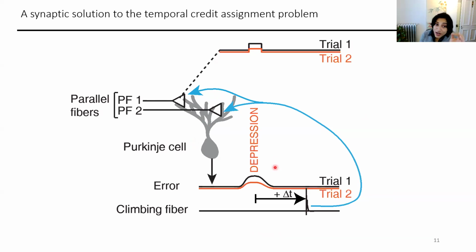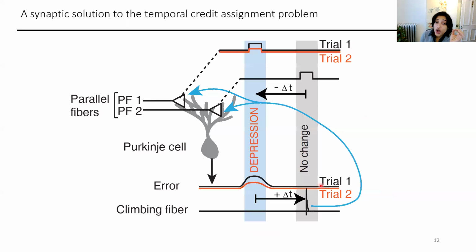So depression is now driven not at the synapses that are active coincidentally with that climbing fiber, because of course these are not the synapses that drove the error, but at the synapses that were active exactly back in time, delta t, which for the flocculus is 120 milliseconds, thereby accounting for that delay and ensuring that it is the correct synapses that undergo depression. So it's solving temporal credit assignment at a synaptic level.